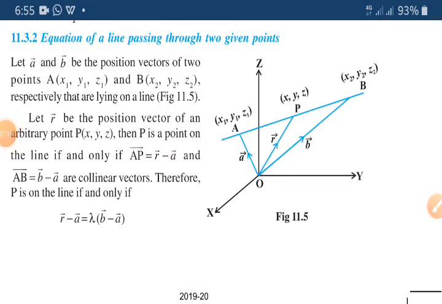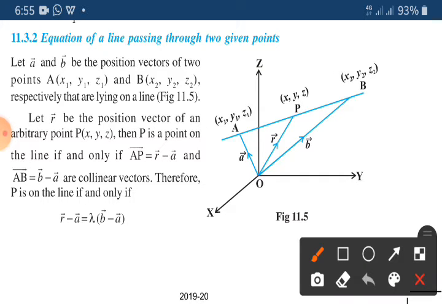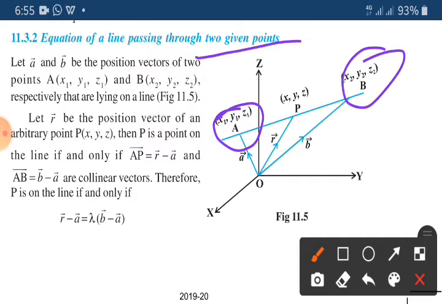Next, we are going to see the equation of a line passing through two given points. In the previous concept, we saw the equation of a line parallel to a vector. But now we are going to see the equation of a line passing through two given points, like A and B.